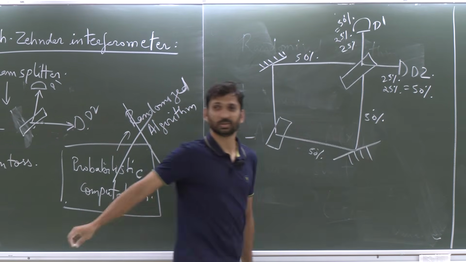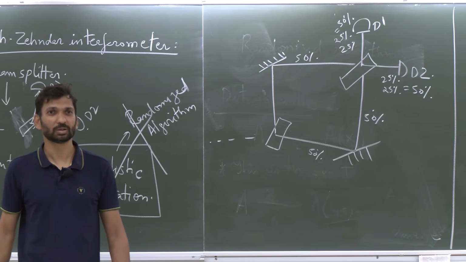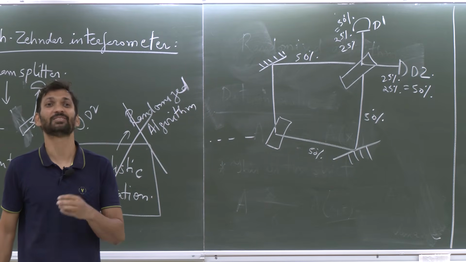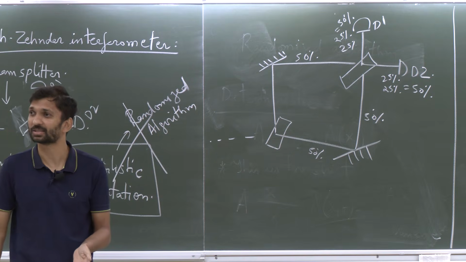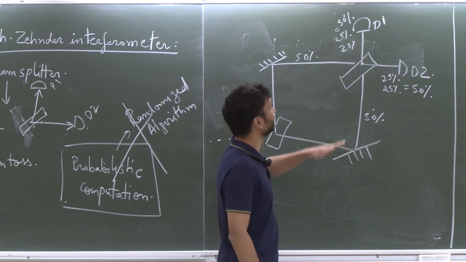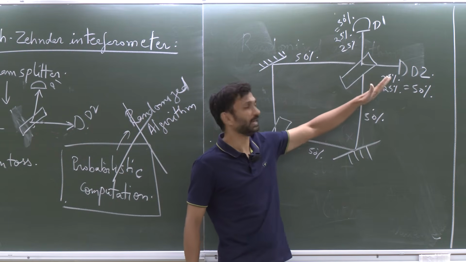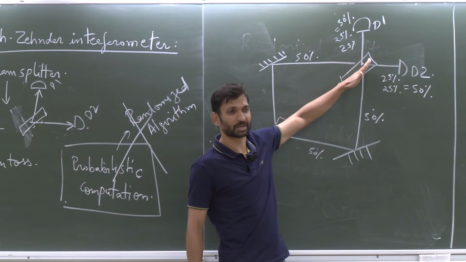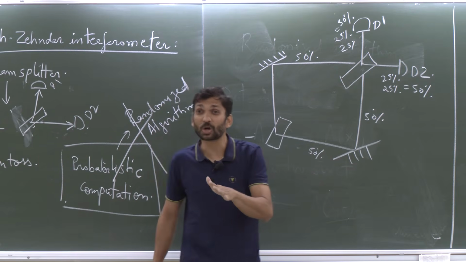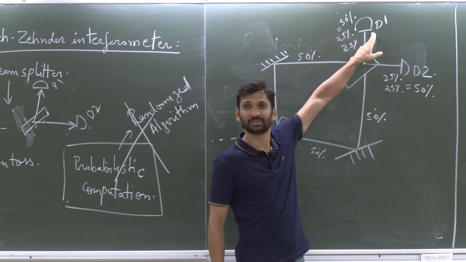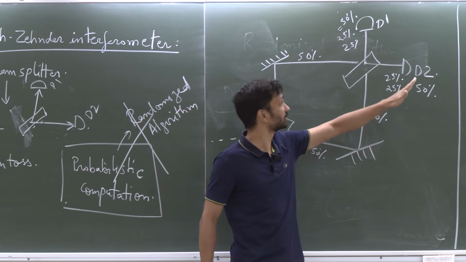50% here, 50% here. Sounds good? When you do this experiment physically, I have seen this happening in front of my eyes, you will never detect anything at one of these detectors, depending on how these are placed. You will only see photons at one detector.